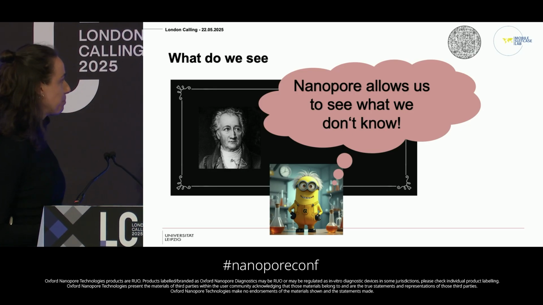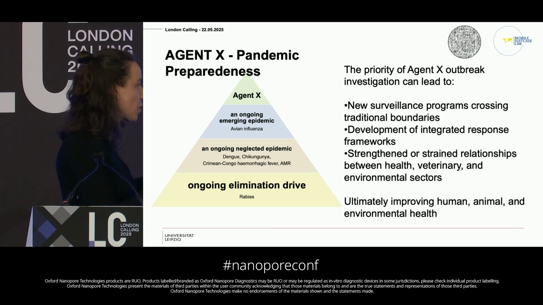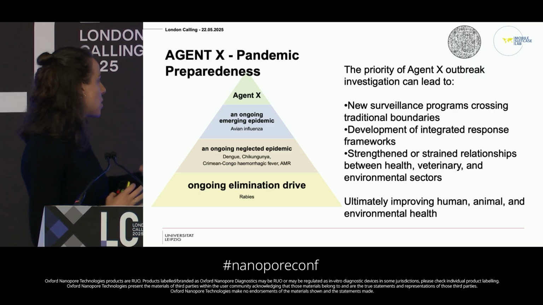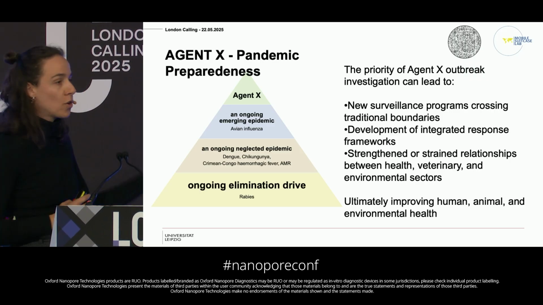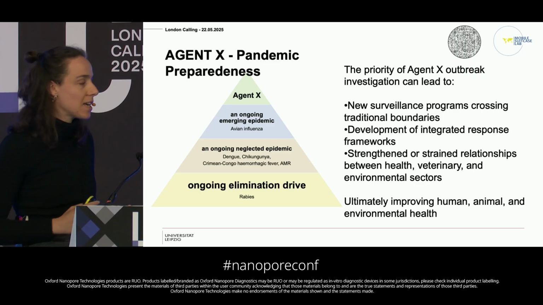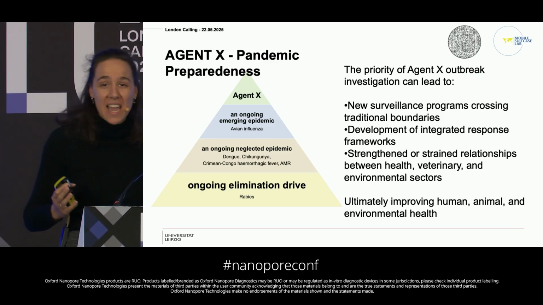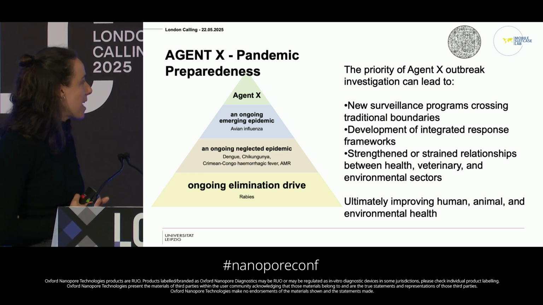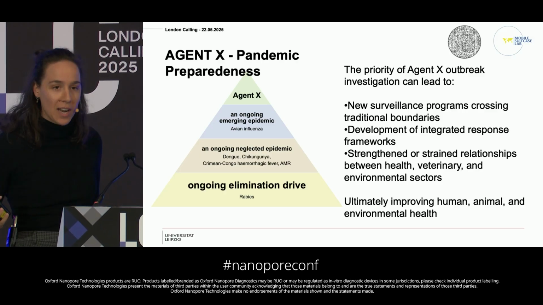And this opens up a lot of possibilities also in the terms of infectious disease detection and outbreak investigation. And so if you think about infectious diseases, there's some sort of a pyramid here. So we have different layers, different levels to it. So we have elimination drives, we have NTDs, we have ongoing emerging epidemics like influenza, which is very, very important. And then at the top, you might have something like agent X or pathogen X, so basically the unknown pathogen that will arrive at some point sooner or later.